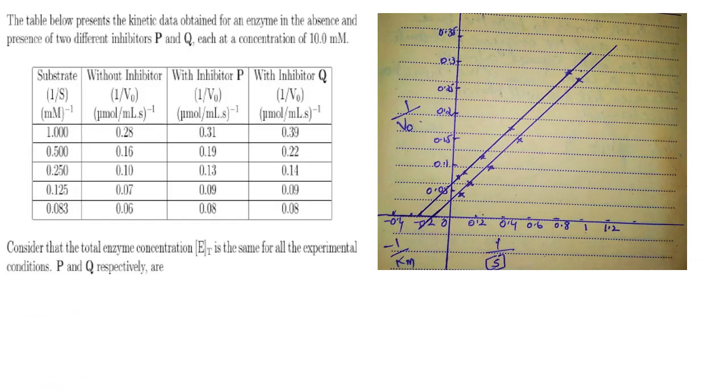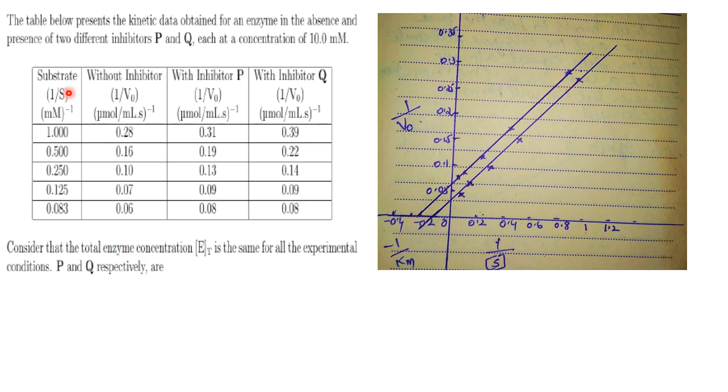Then next one. The table below represents the kinetic data obtained for an enzyme in the absence and presence of 2 different inhibitors P and Q, each at a concentration of 10 millimolar. Consider the total enzyme concentration is the same for all experimental conditions. P and Q respectively are. So they have asked what type of inhibitor P is and what type of inhibitor Q is. Now what I have done is I have drawn a graph for easy finding out the answer.